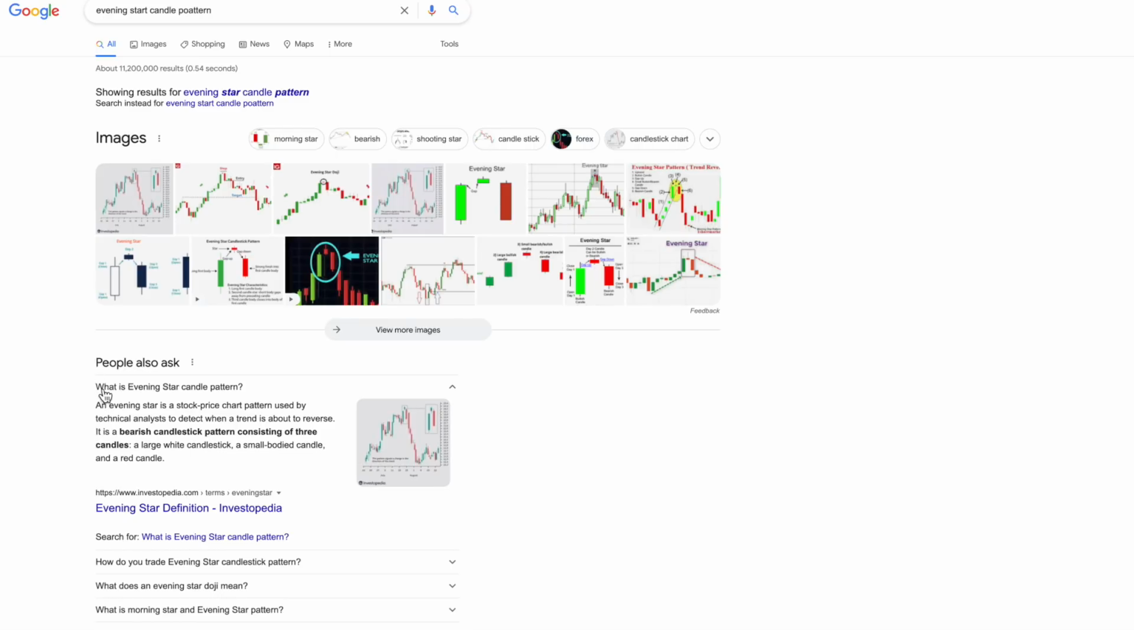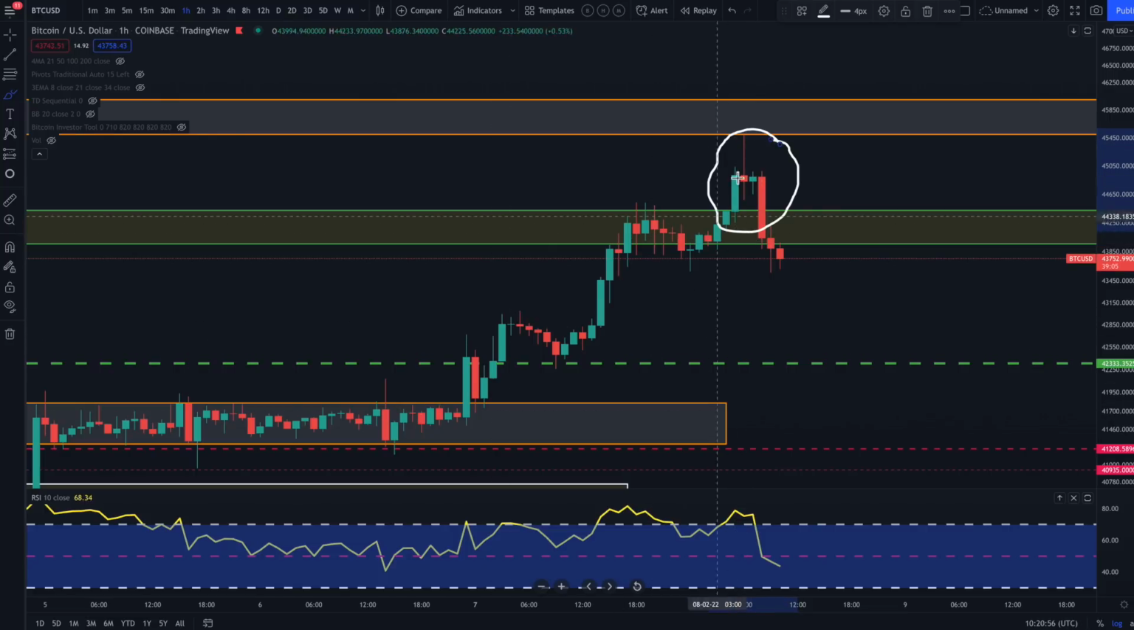And as you can see here, an evening star is a stock price chart pattern used by technical analysts to detect when a trend is about to reverse. It is a bearish candlestick pattern consisting of 3 candles: a large white candlestick, which is green of course, a small bodied candle, and a red candle. So this is what we've got at the top of a trend. It's a classic bearish pattern before the price starts moving.